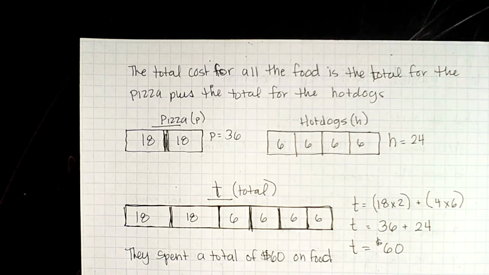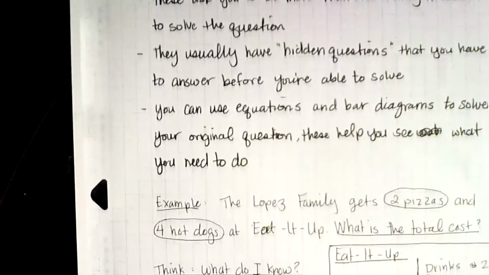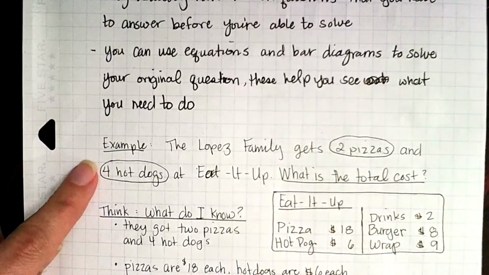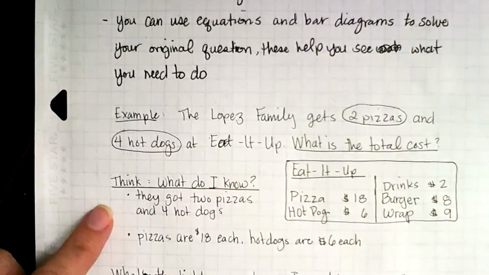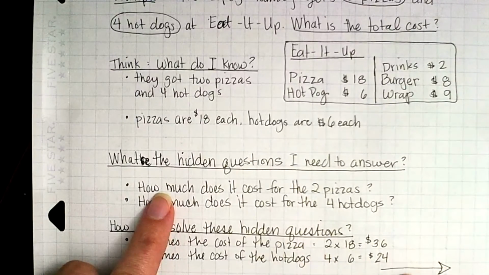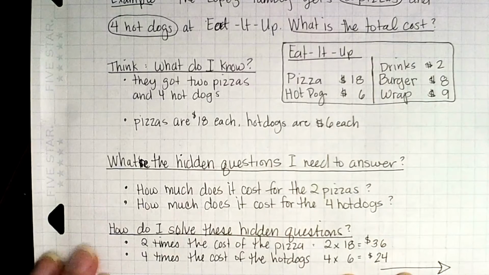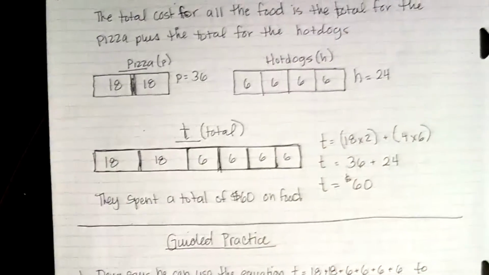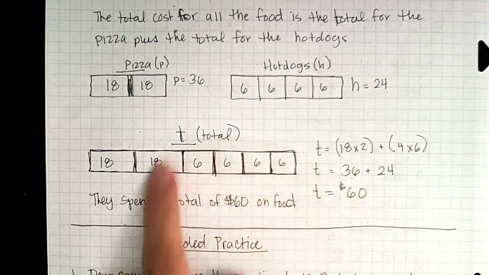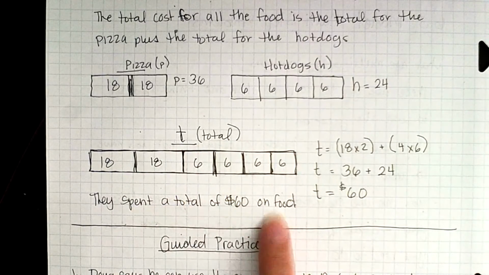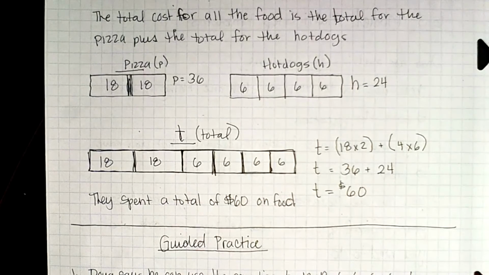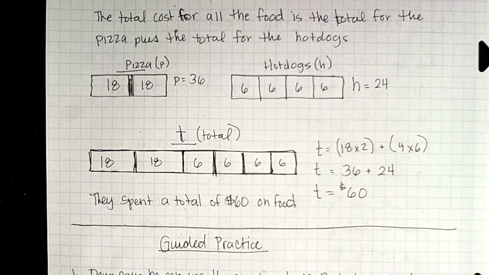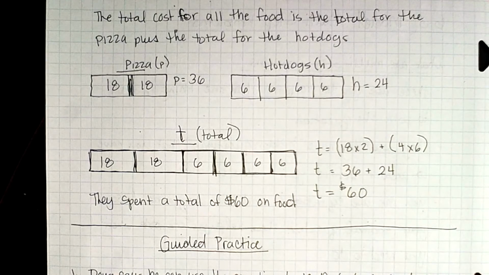So what did I do? Let's go back and take a look at the beginning steps. The first thing I did was I annotated my question. I wrote down the information that I had. I found my hidden questions. I began solving my hidden questions. I created my bar diagrams and my equations. And then I put together the information that I needed to solve the questions they were asking me. This is why they're called multi-step problems, because you have to do several things before you can answer the original question that they're asking you.